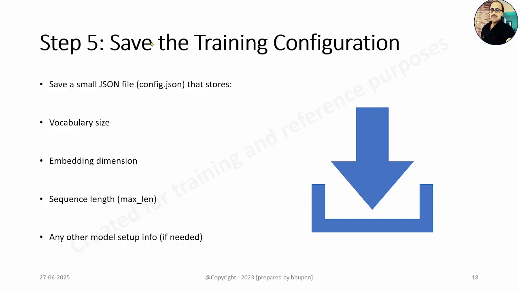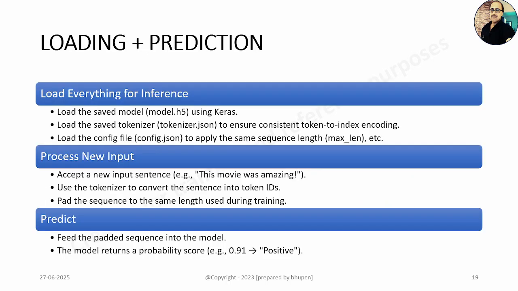Next step, saving the training configuration might also be essential. For example, what is the vocabulary size? What's the embedding dimension? What is the max length of padding? And so on and so forth. So these parameters also need to be saved along with the previous two that I mentioned. After saving, you need to load the model and do the prediction. So that means loading the model weights, loading the tokenizer, and also the configuration parameters.